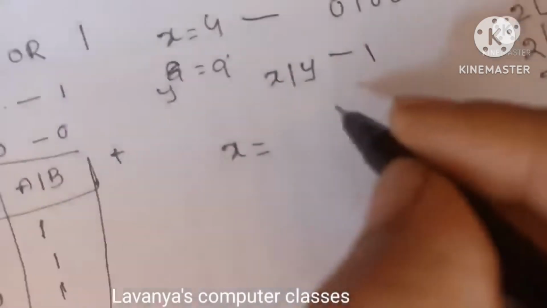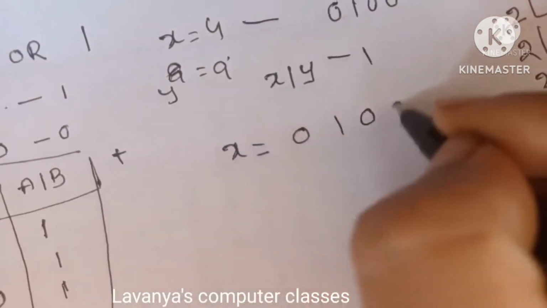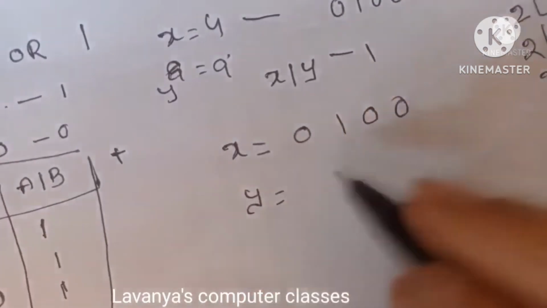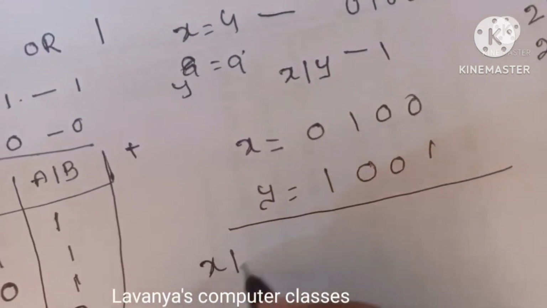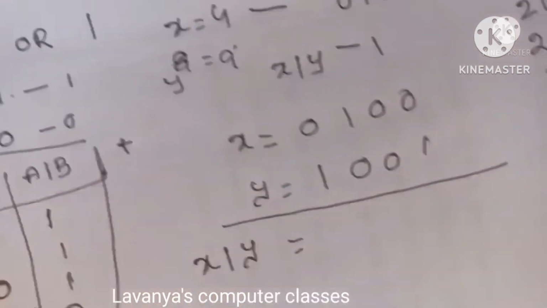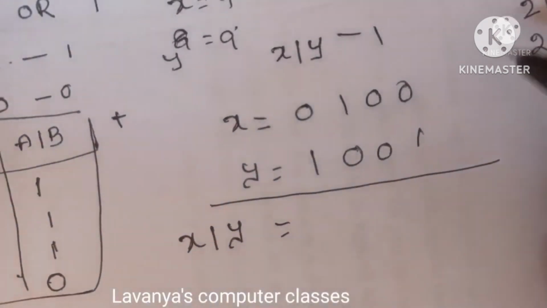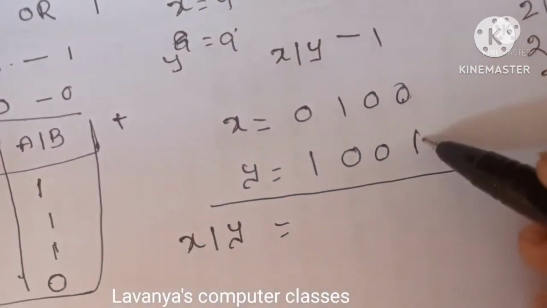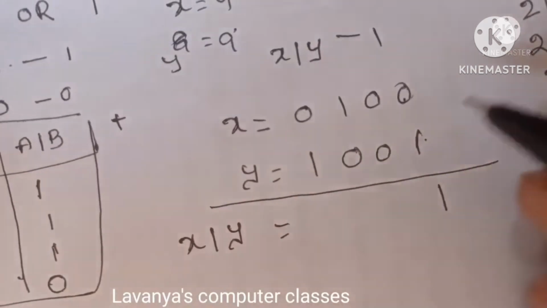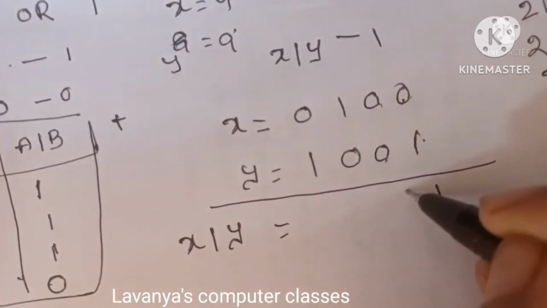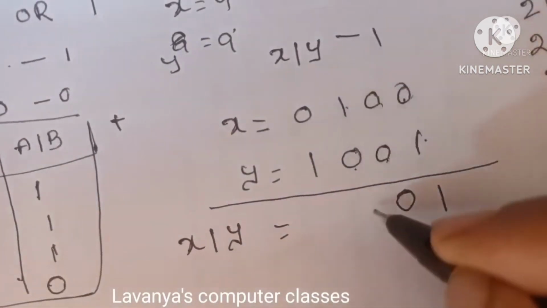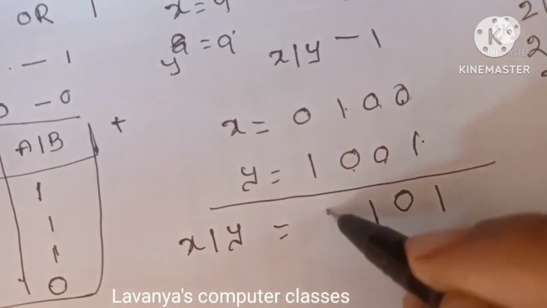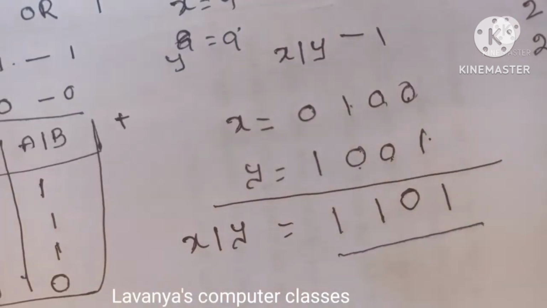So here x value is 4, which is 0 1 0 0. Y is 9, which is 1 0 0 1. Now I am applying x OR y. X OR y means if any bit is 1, then the result is 1 only. So 0 and 1: one bit is 1, so the result is 1. 0 and 0: both the bits are 0, so without any doubt the answer is 0. Again 1 and 0: one bit is 1, the result is 1. 0 and 1, again 1. So this is the result of x OR y.